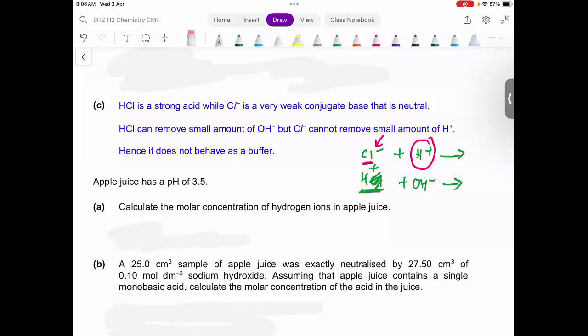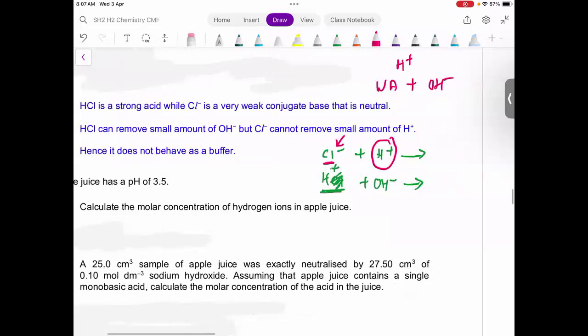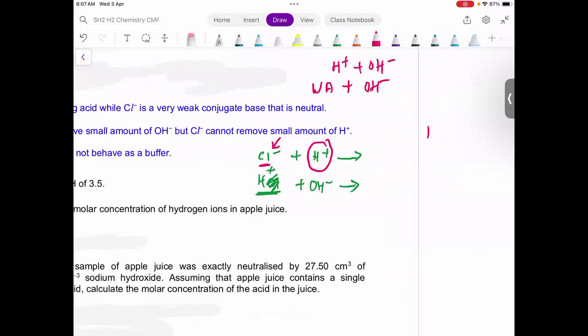Okay, do you understand what Faria just asked? She asked why, for a buffer system, when we have a large reservoir of the conjugate base pair of a weak acid, we always use the weak acid to remove the OH-. Why don't we use the H+ to remove the OH-, even though essentially it's the same thing? Both are acid-base reactions.